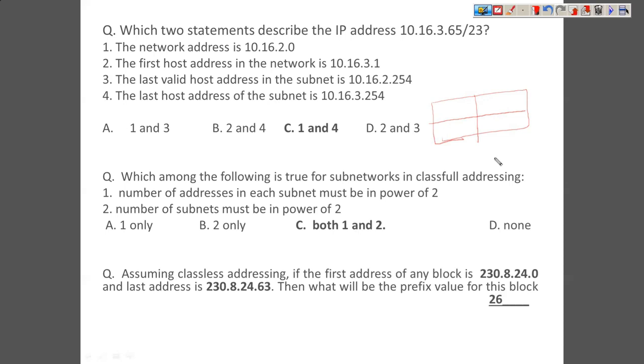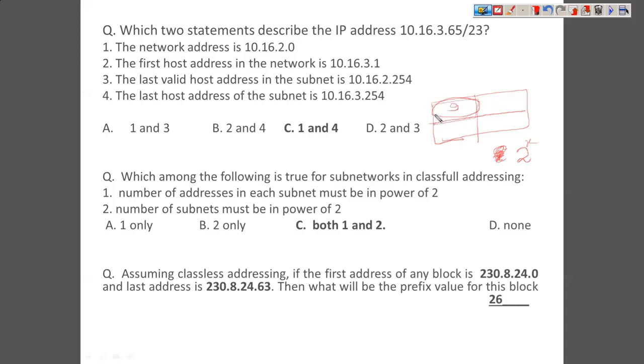That means it must be a power of 2. So I can make 2, 4, 8, 16 subnets. This is the first condition. And how many addresses are possible? Again, in each subnet we can have only a number of addresses which is again a power of 2. Means we can have 2 addresses, 4 addresses. You cannot make any subnet of size 9.